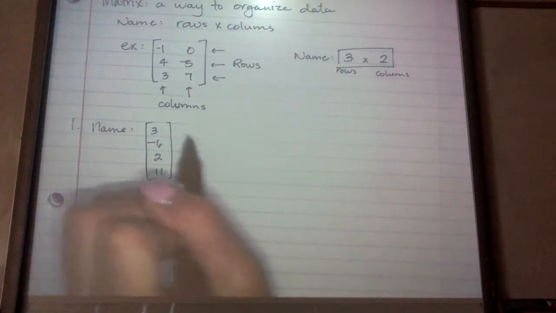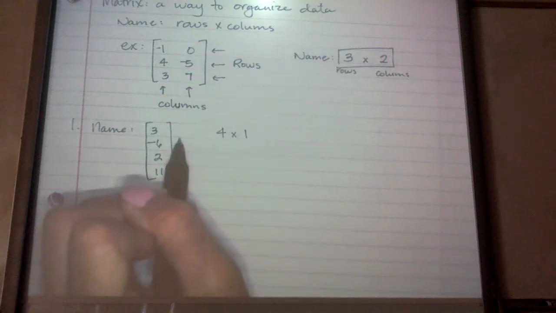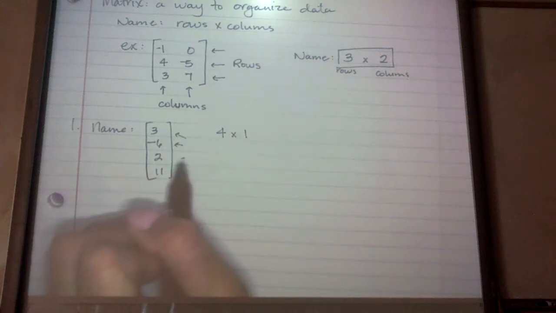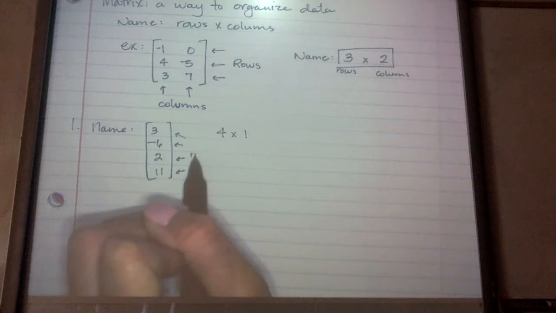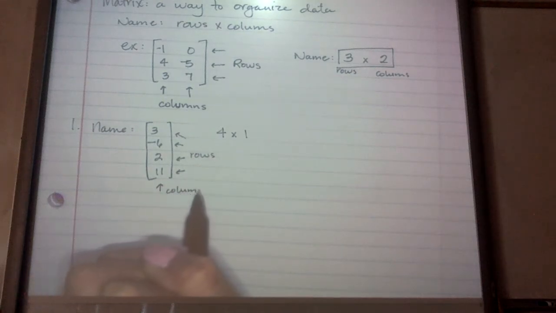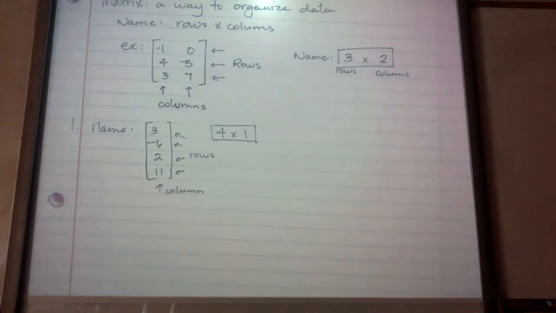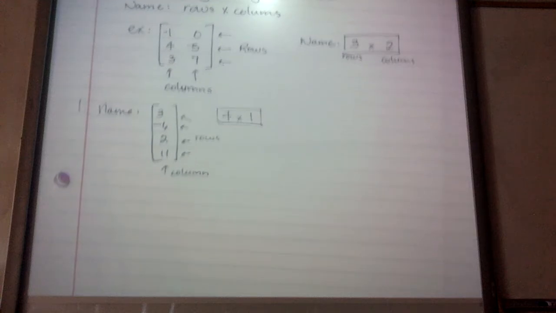If you've already done it, I know I have 4 rows and only 1 column, right? I have 1, 2, 3, 4 rows. That right there is my only column. So I would say this is a 4 by 1. Okay, so that's how we name them.